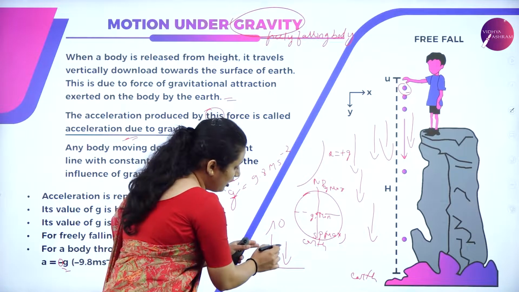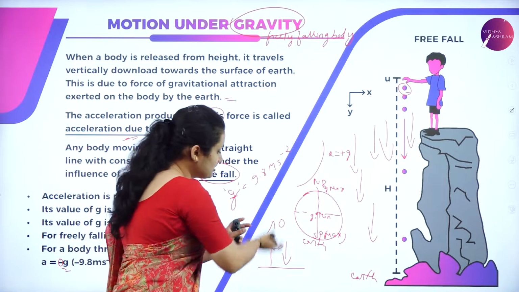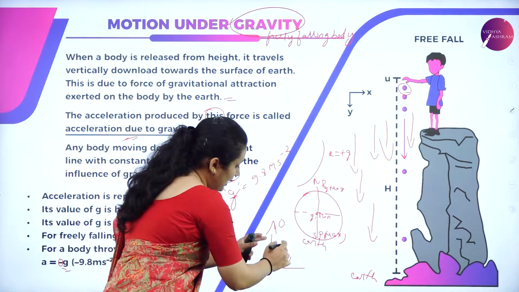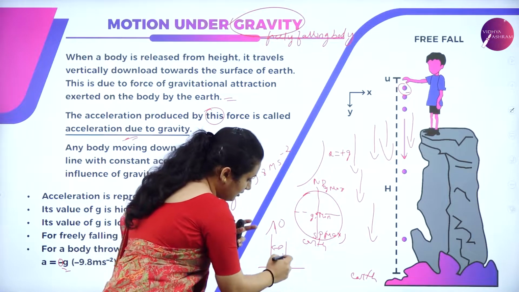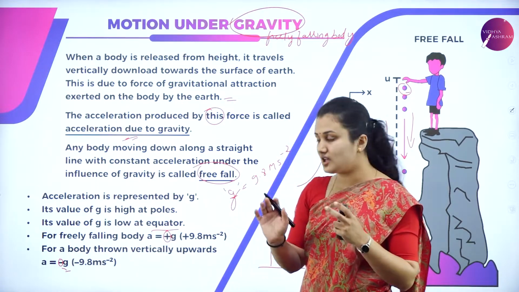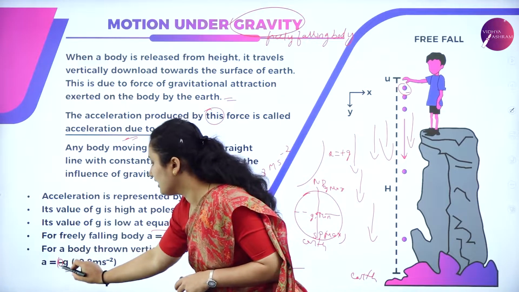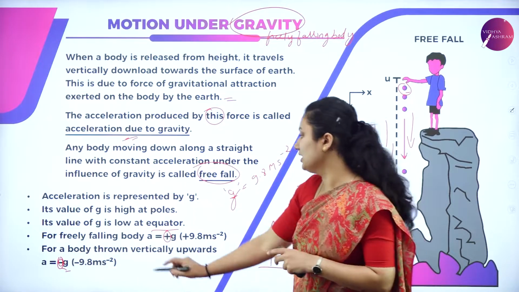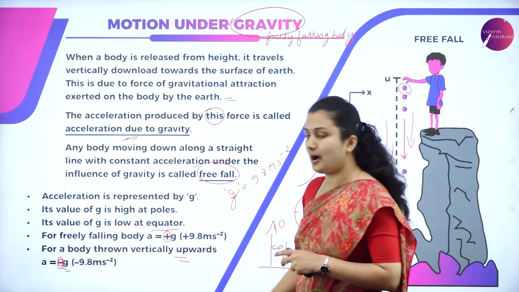So you can see the opposite movement. The ball is going up, see the arrow, and gravity is trying to pull it down. So there is opposite direction. The motion is opposite. That is why a is equal to minus g when the body is thrown vertically upward.